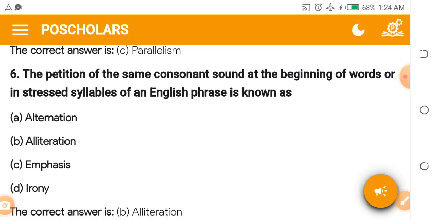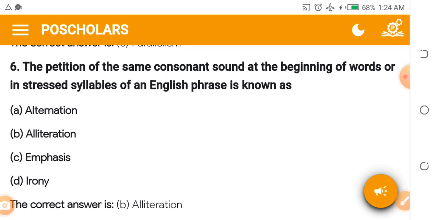JAMB is just a few weeks away. Over 2 million candidates have registered. This is the first time that JAMB is getting more than 2 million candidates. That is to say that the competition for admission this year will be tough. It will be tough. If I were you, I would study hard.